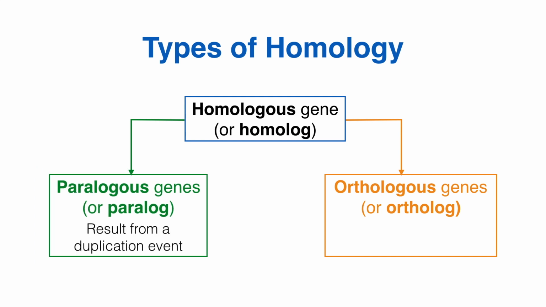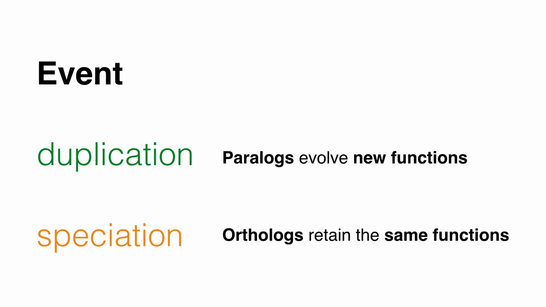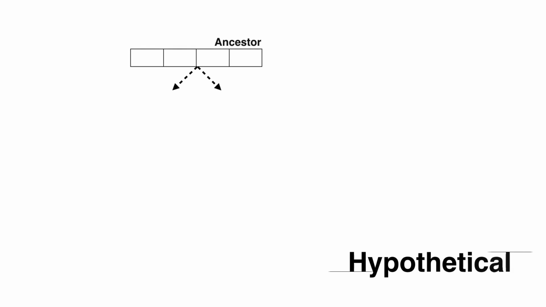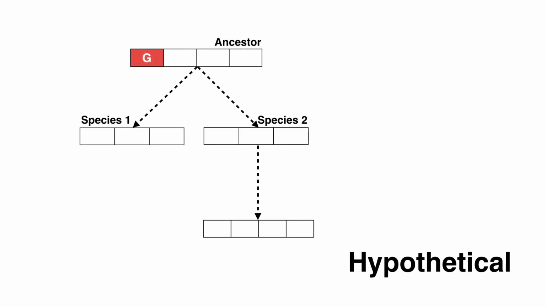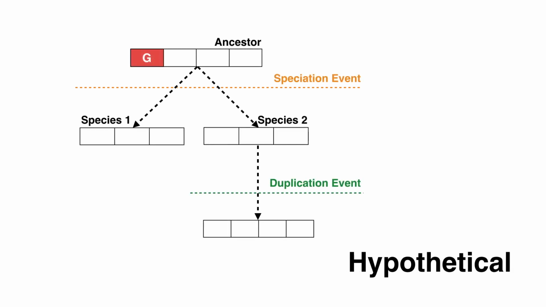Paralogous genes, or paralogs, are homologs that result from a duplication event. Orthologous genes, or orthologs, are homologs that result from a speciation event. Gene information may be passed either through a duplication event or a speciation event. Usually, a duplicated gene evolves a new function while a gene passed to a new species tends to retain its function.